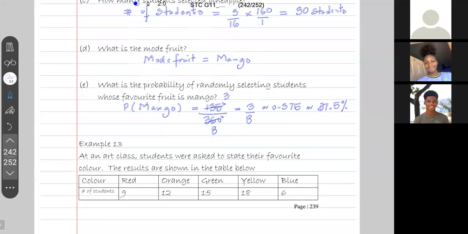All right, example 13 says, at an art class, students were asked to state their favorite color. The results are shown in the table below. So we have the colors and we have the number of students. 9 students said they like red, 12 students said they like orange, 15 students green, 18 students said yellow, and 6 students said blue.